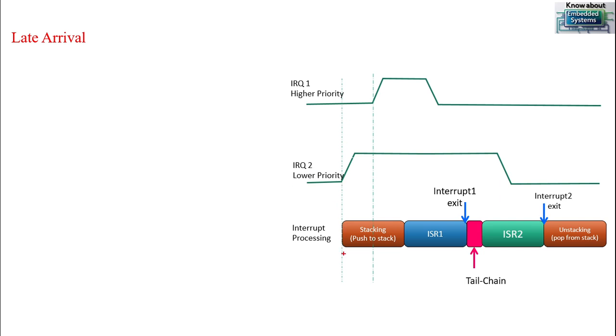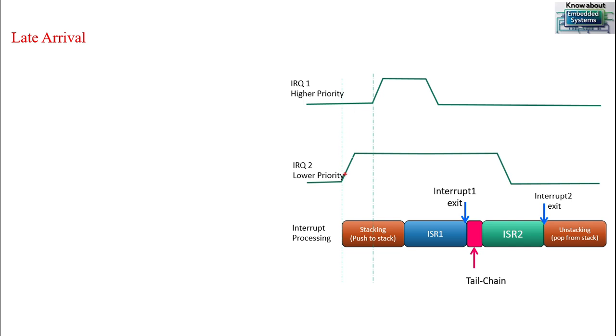IRQ2 will occur first, and after some time, during the process of stacking of IRQ2, IRQ1 will occur. You can see here the dotted line. During the process of IRQ2 stacking, IRQ1 will occur. So in this situation, what will happen? Whether ISR2 should be executed or ISR1 should be executed.